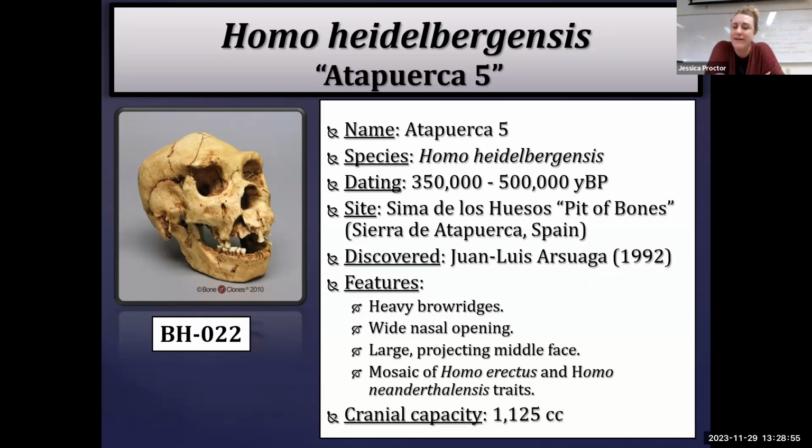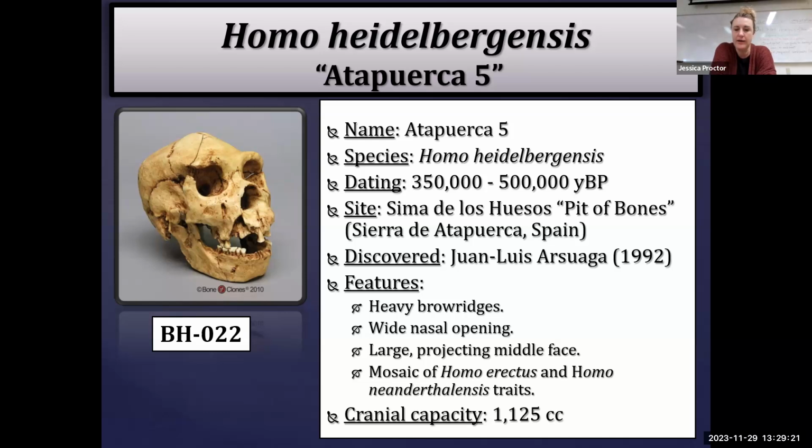Large projecting mid-face. So they have what we call mid-face prognathism. So some of the earlier forms, like the Australopithecines, their prognathism is more in the mandible, in the jaw region. But when we get to, I wish I had Atapuerca here, but I don't. But the Atapuerca fossil, for example, Homo heidelbergensis, has more mid-face prognathism. So more in the maxilla and zygomatic region.